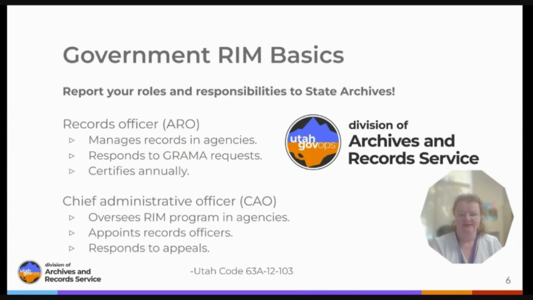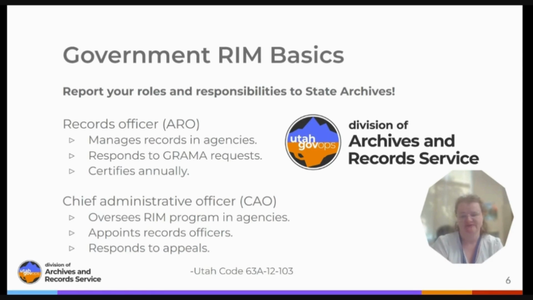Okay. So in Utah, basic compliance with government records and information standards means assigning someone or even multiple people to oversee the records in your organization. We do this by designating records officers, called AROs or appointed records officers, and by identifying which of your organization's administrators will oversee the work of those AROs. And that person is called the Chief Administrative Officer, or CAO for short.